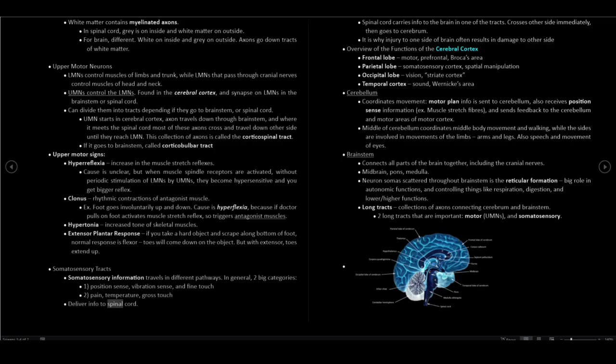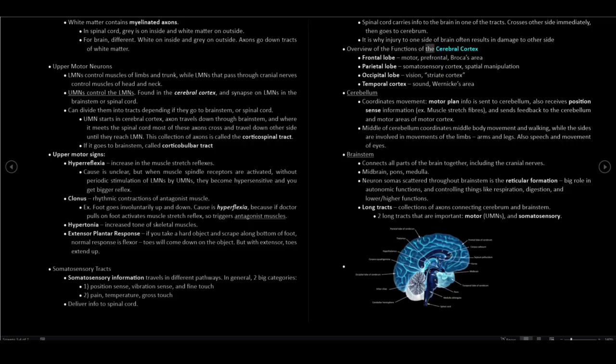They deliver info to the spinal cord. The spinal cord carries info to the brain in one of the tracts. It crosses to the other side immediately, then goes to the cerebrum. It is why injury to one side of the brain often results in damage to the other side.